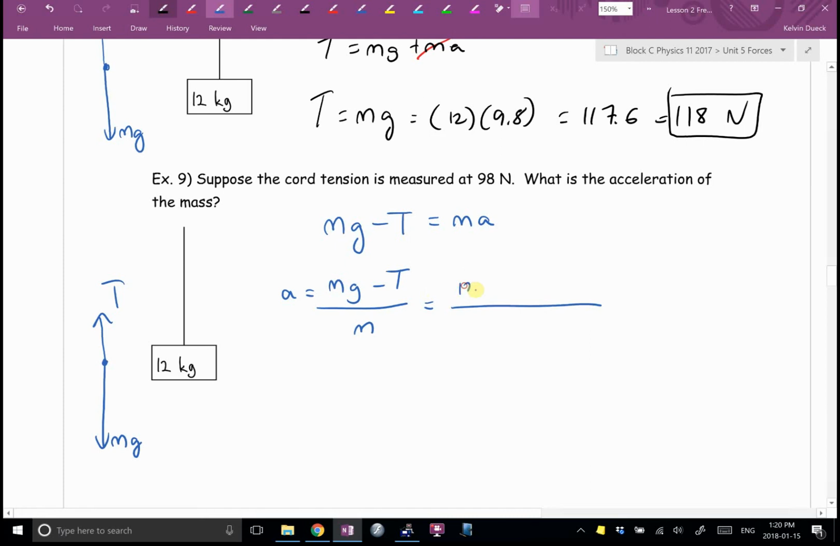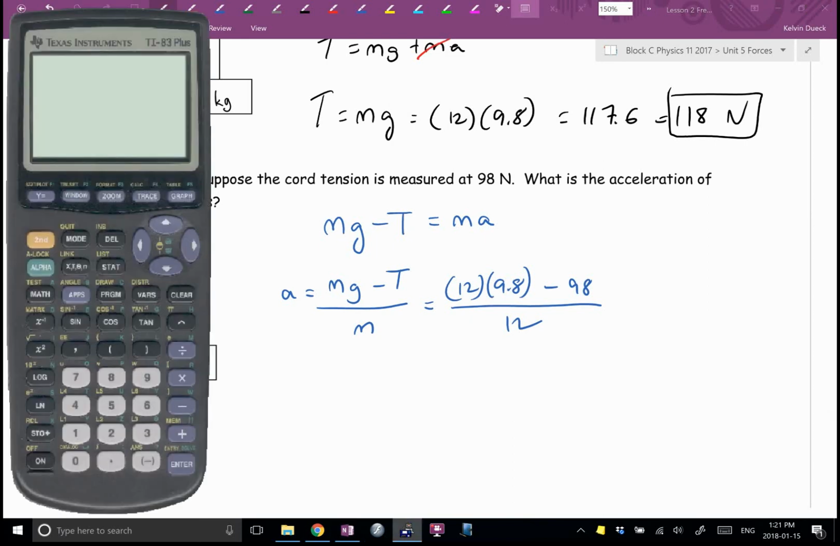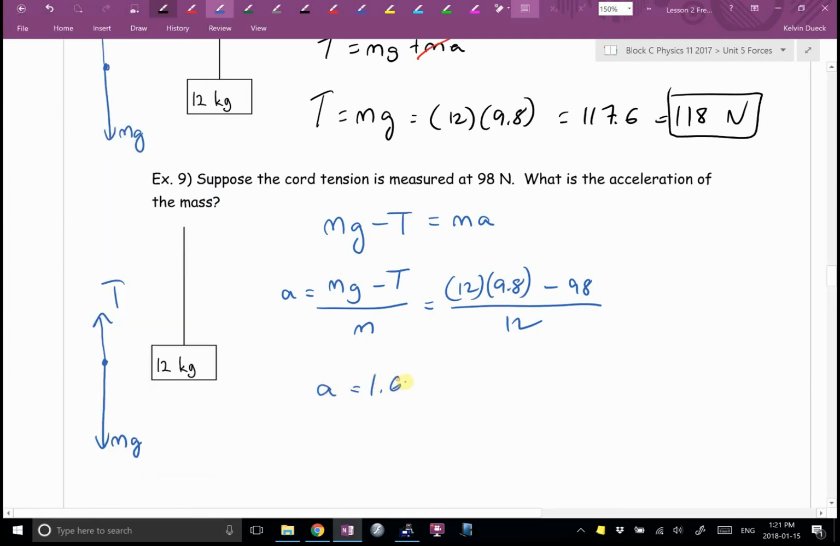What's m? 12. G, 9.8 minus T, 98. What's m? 12. Emily, is this a fraction? Is there more than one thing on the top? What am I going to have to remember around the top? Brackets. Is there more than one thing on the bottom? Then practice typing this in. And I get this thing must be accelerating at 1.63333. I'll go 1.63. Direction, who was winning? Down, if they asked for a direction. Units for acceleration? Yep.